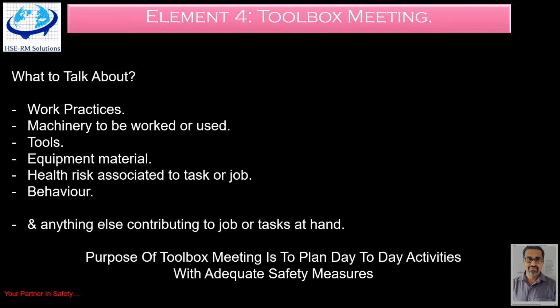So what to talk about? Correct. The very first topic that we are going to discuss is what to talk about. Simple. Work practice. Talk about work practice, machinery, tools, equipment, material, attitude, behavior, and anything else that may cause or contribute to work-related accidents or illnesses. Now, keep the topic relevant to the job or task at hand. This is very important because most of the time, people go haywire.